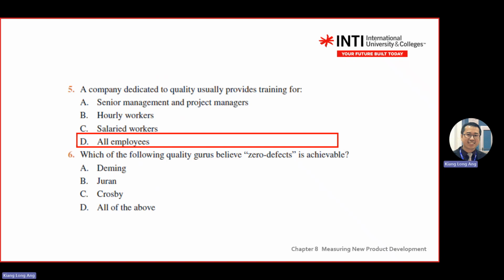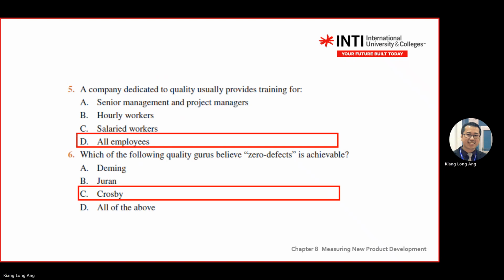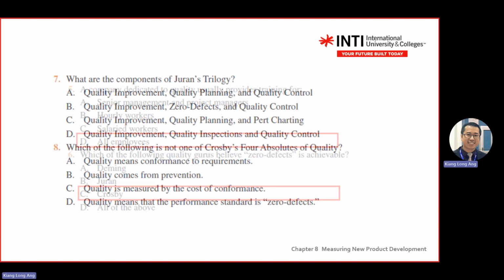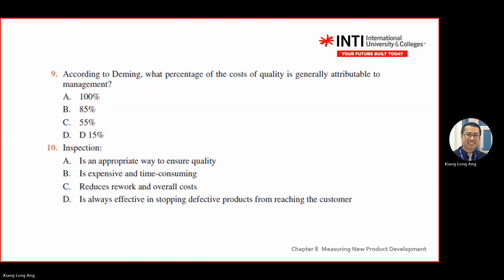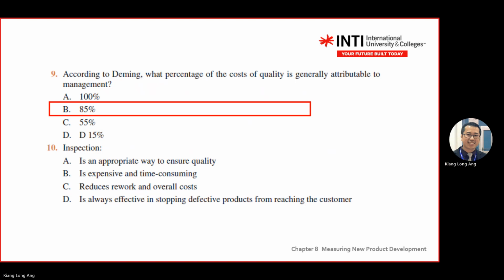Then quality guru: zero defects is by Crosby. Crosby says that zero defect is achievable. Okay, again, I'll go and read. Deming, Juran, and Crosby, the chart, the table, go and read. What do you think about the quality improvement? This one you read. Okay. So again, they focus on management. 85% has to be made by the management, 15% workers, right?